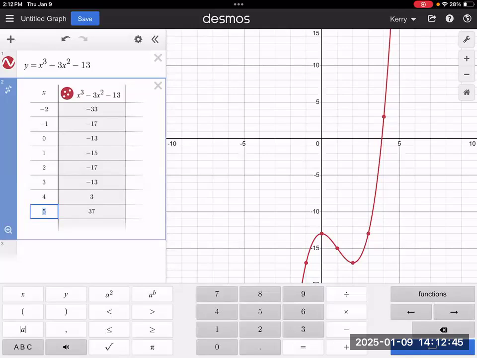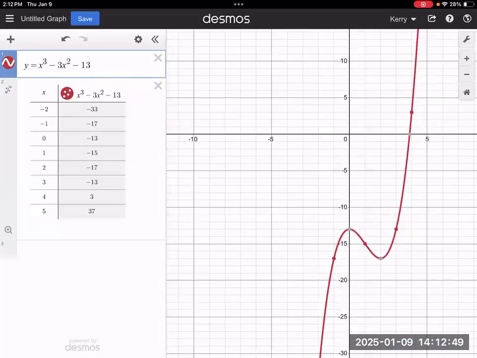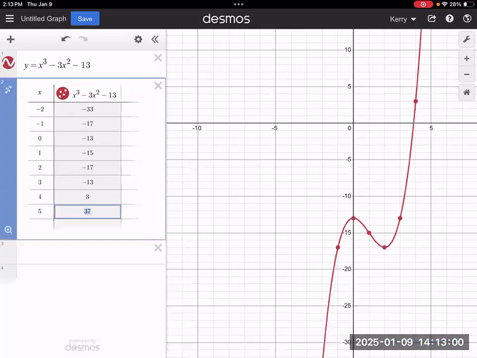Or you can manipulate your graph and kind of use your finger as like a little tracer. Oh, it might not work here. There we go. As like a little tracer. Probably because I'm already in here to kind of determine what your X value is. So you can see though here 5 maps to 37.